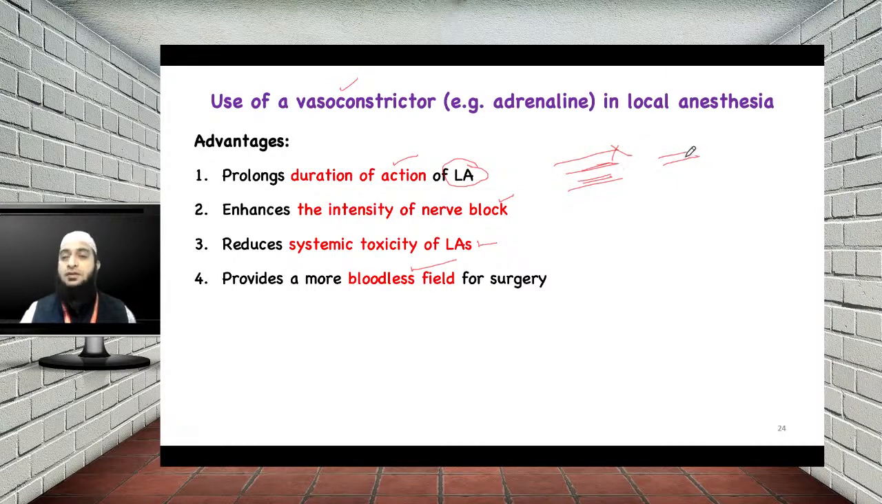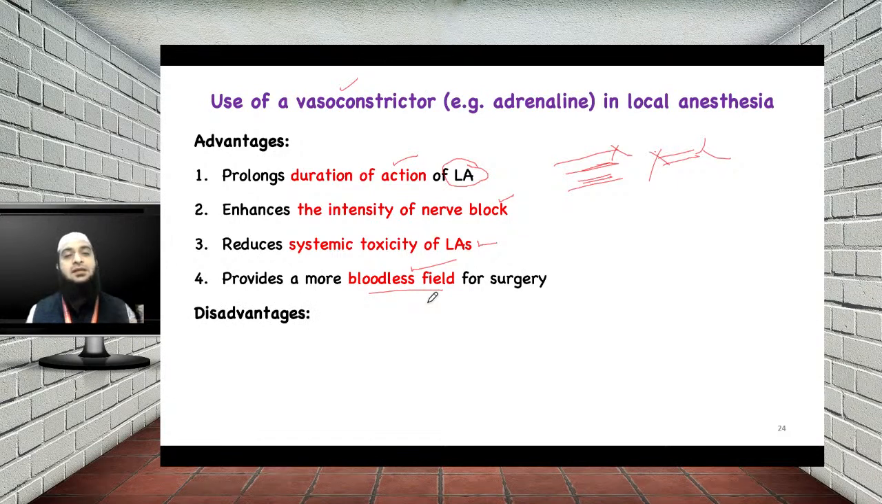But if blood vessels are constricted, then entry of the blood to the area where the incision is given is going to be restricted, and it is going to provide you a more bloodless field, which is ideal for doing any minor procedure. Okay, so these are the advantages of the use of vasoconstrictor.